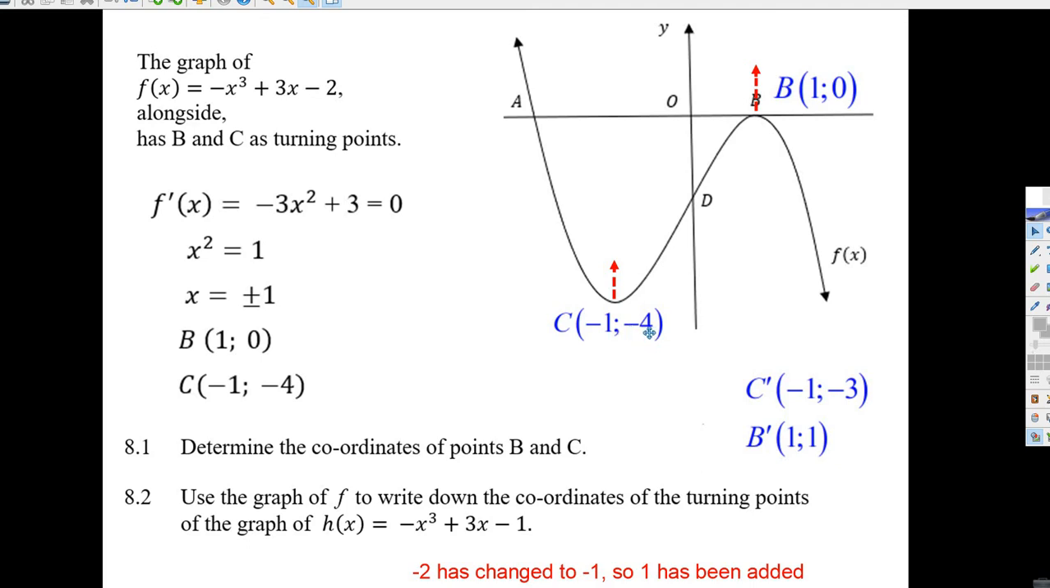And this minus 4, we'd add 1 to it. It would go up 1. It would become minus 3. And that's it. So sometimes you look at it and it looks so hard. Just look at what's happened. Gee, 1's been added. So just add 1 to the y value. The whole thing shifts up 1. And that's how you get your new turning points. And that's it.